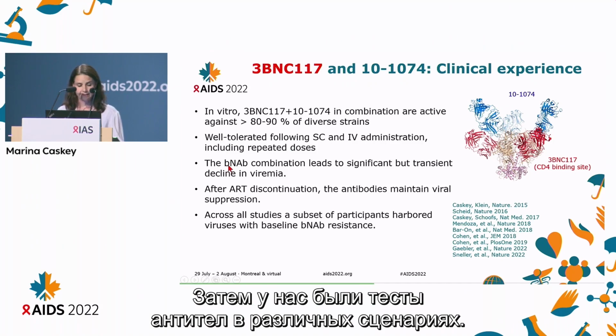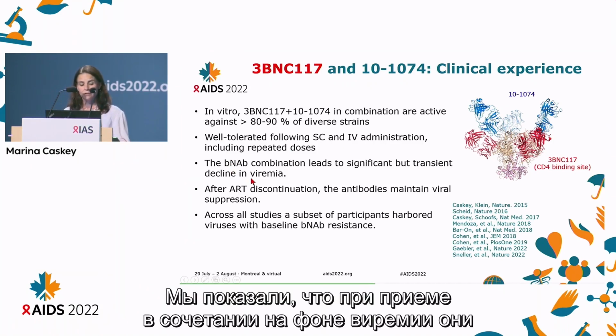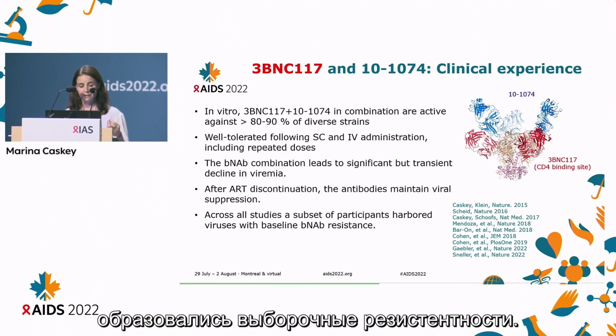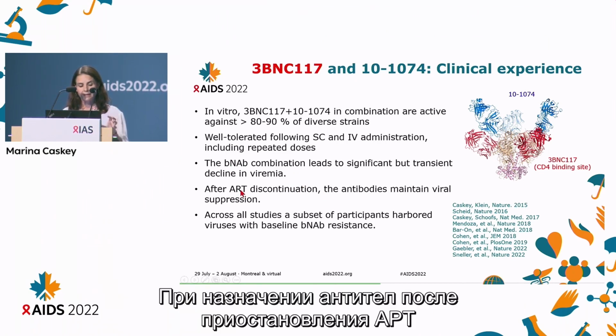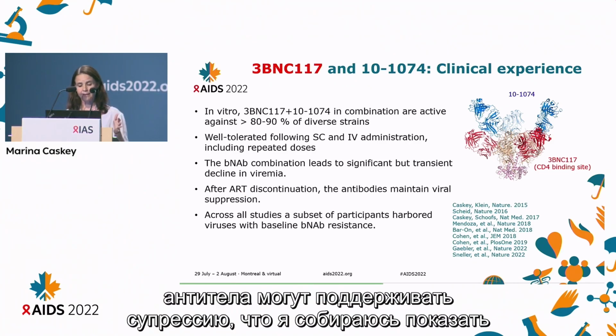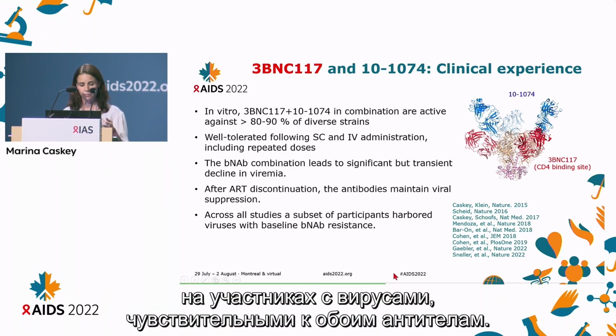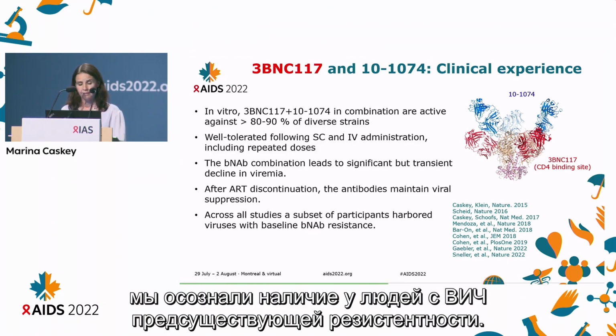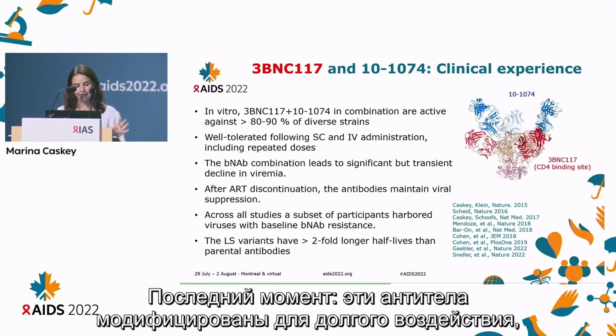And then we have tested these antibodies in different scenarios. We have shown that when they were given in combination during ongoing viremia, they led to a decrease in viral loads, but over time there was selection of resistance. Whereas if we give the antibodies after ART discontinuation in individuals that had achieved suppression, the antibodies can in fact maintain suppression, as I'm going to show, in participants that have viruses sensitive to both antibodies. However, across these various studies, we realized that there is pre-existing resistance in people with HIV. And the last point is that these antibodies have been modified to be long-acting, and in fact have much longer half-lives.